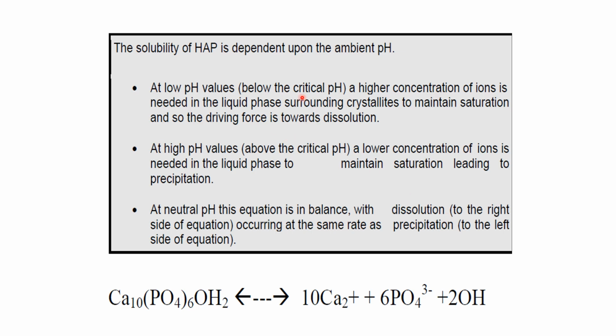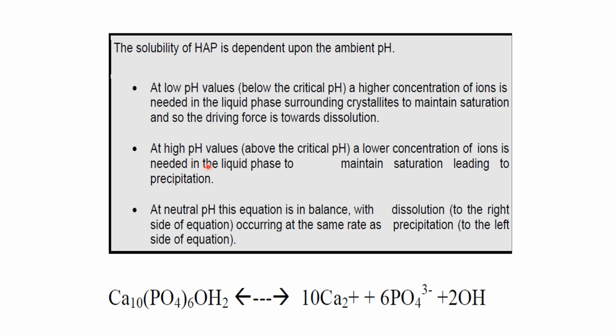At low pH value, below the critical pH, a high concentration of ions is needed in the liquid phase surrounding the crystallites to maintain saturation. We have discussed this in the previous slide regarding saturation. So if a higher concentration of ions is needed to maintain the liquid phase surrounding the crystallites, then the process of demineralization can happen, and it happens below the critical pH, that is 5.5. And so the driving force is towards the dissolution of the enamel structure.